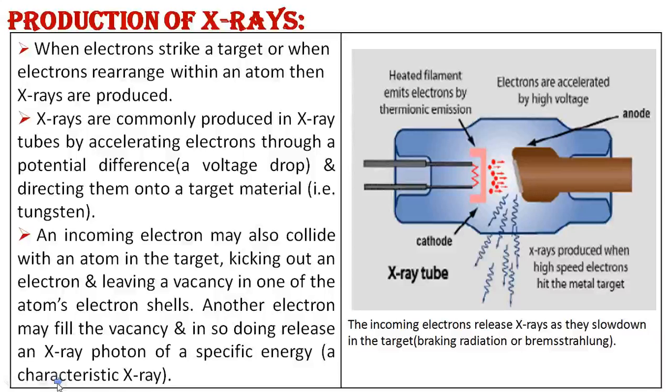An incoming electron may also collide with an atom in the target, kicking out an electron and leaving a vacancy in one of the atom's electron shells. Another electron may fill the vacancy and in so doing release an X-ray photon of a specific energy, a characteristic X-ray. See the diagram of how to generate X-ray, or production of X-ray by using X-ray tubes. The incoming electron also releases X-ray as it slows down in the target, that is the braking radiation, bremsstrahlung.